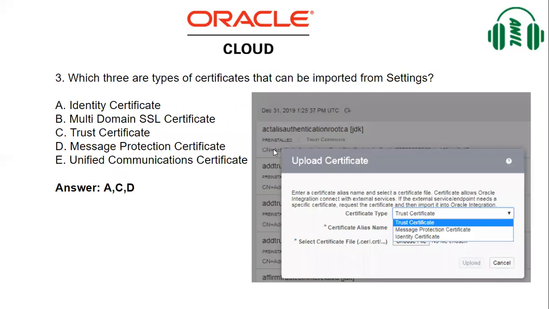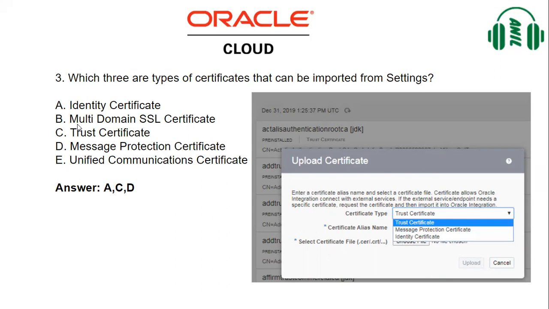Which three are types of certificates that can be imported from settings? You can see the screenshot from Oracle. Types of certificates that can be imported from settings. You can see here trust certificate, message protection certificate, and identity certificate. So these three certificates we can import.